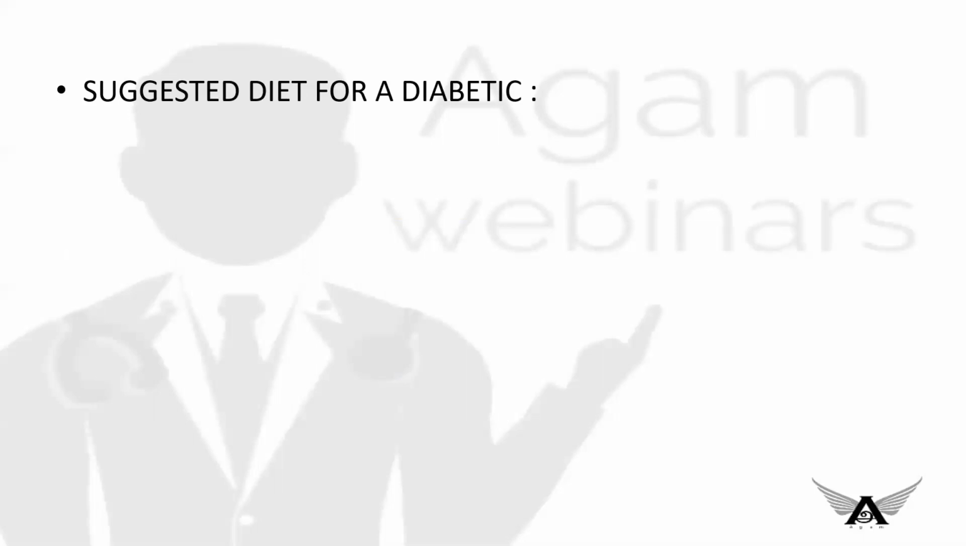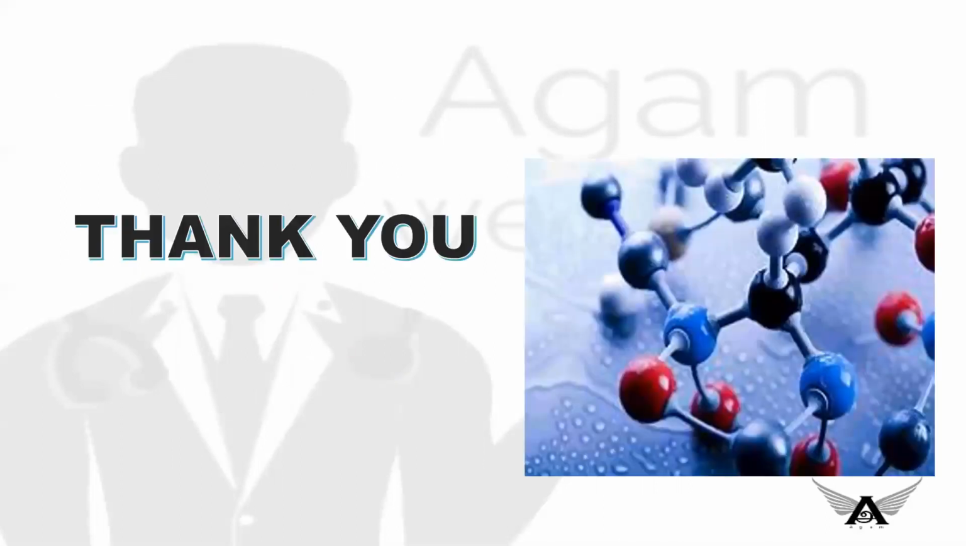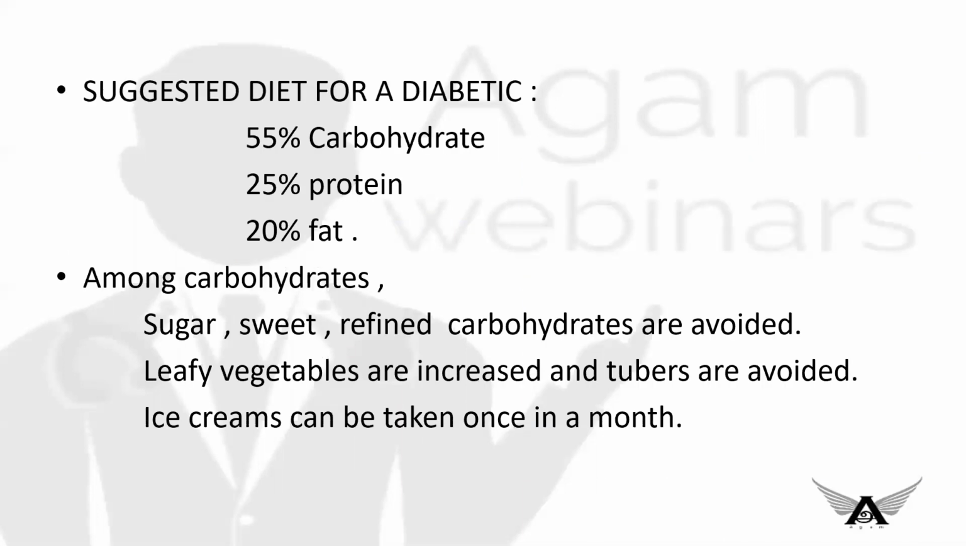The suggested diet for a diabetic will include 55% carbohydrate, 25% protein and 20% fat. Among this carbohydrate, sweets, sugar and refined carbohydrates are strictly avoided. Leafy vegetables are increased. Tubers are strictly avoided, and ice cream can be taken once in a month. So I hope you all enjoyed this session learning about nitrogen balance and glycemic index. This is not a big essay.